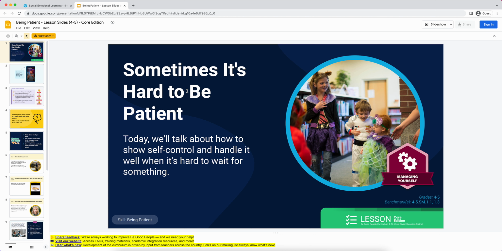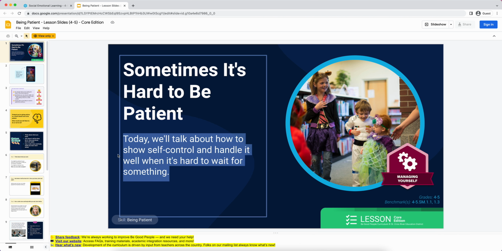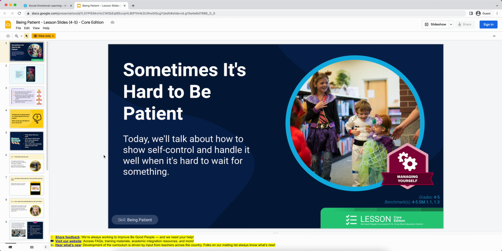I just pulled up this Google slide on my smartboard, and I would start by saying, sometimes it's hard to be patient. That's what we're learning about today, guys. And then I would take this little paragraph here where it defines and explains a little bit more of the topic, and likely just read that and expand on it a little bit if I'm comfortable and if I want to.